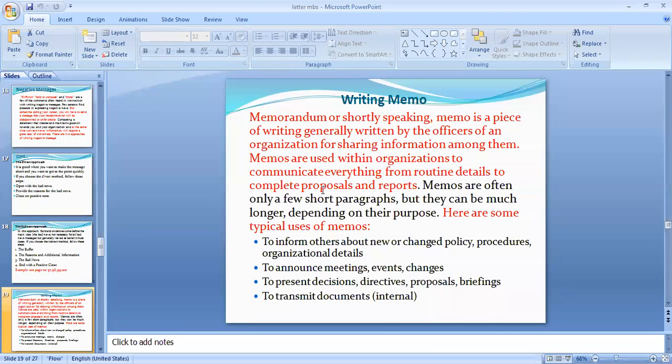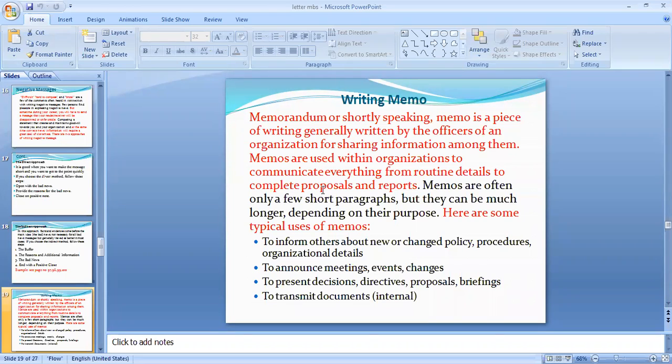In a memo you address all, but in a letter or email you address the manager, the boss, the friend, whoever you are writing to. Memo is the shortcut for memorandum. In short, a memo is a piece of writing generally written by the officers of an organization for sharing information among them.